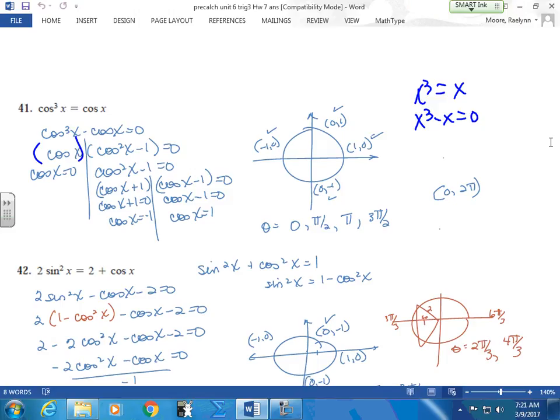Probably factoring is the hardest part because it's always a little bit more difficult to look at it with a sine and a cosine in it. When you solve the original thing, will you ever get numbers that aren't on the unit circle? You can.